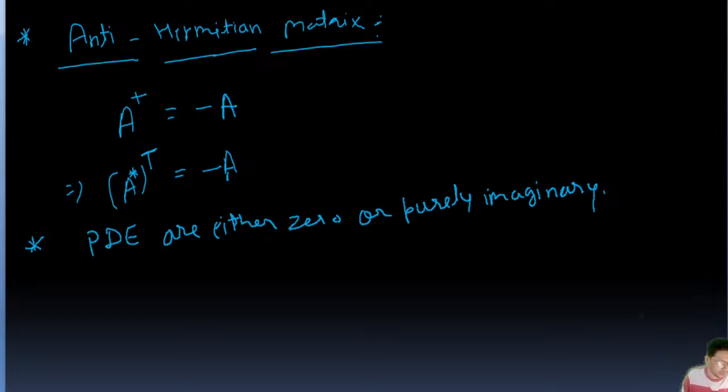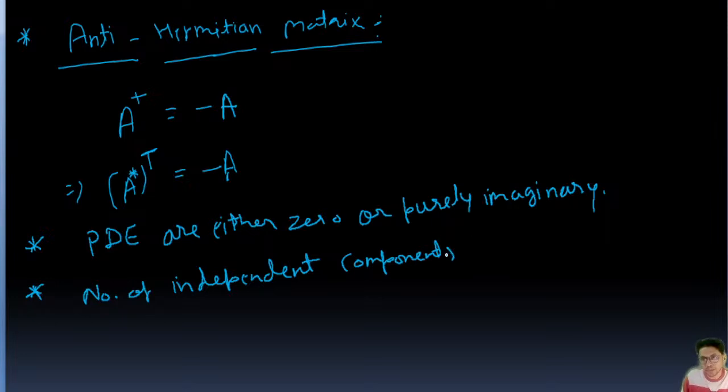And for this anti-Hermitian matrix, the number of independent components is equal to n square for an n cross n matrix. If it is 3 cross 3, then the number of independent terms is 3 square, that is 9. Number of independent components equal to n square. Okay, so we'll verify this as well.